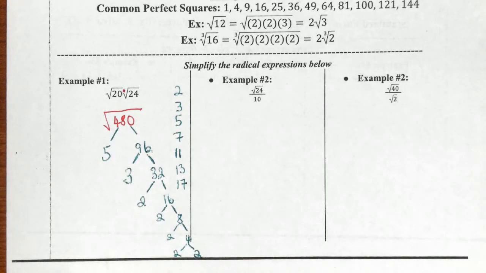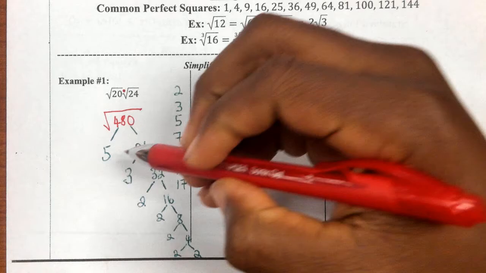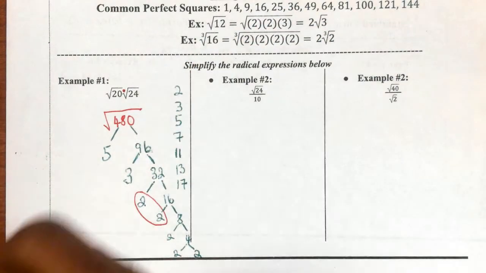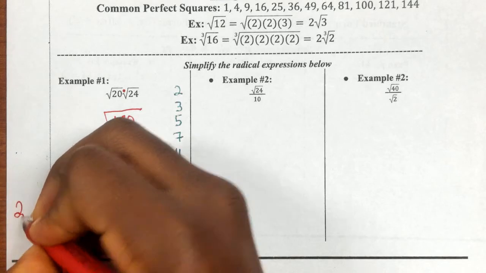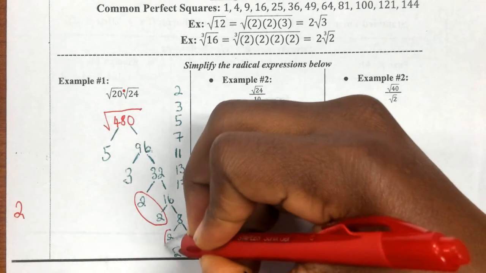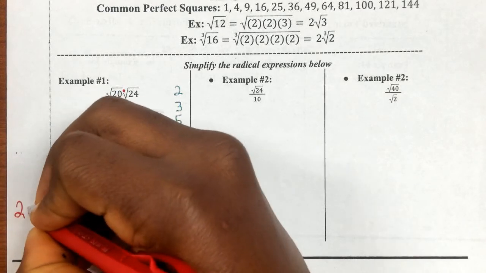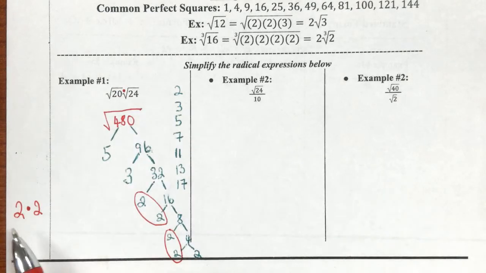Now I'm going to circle all my pairs. I have one pair of 2s, so that means I have a 2 on the outside. But I have another pair of 2s, so that means I have another 2 on the outside that's being multiplied by my other pair of 2s.